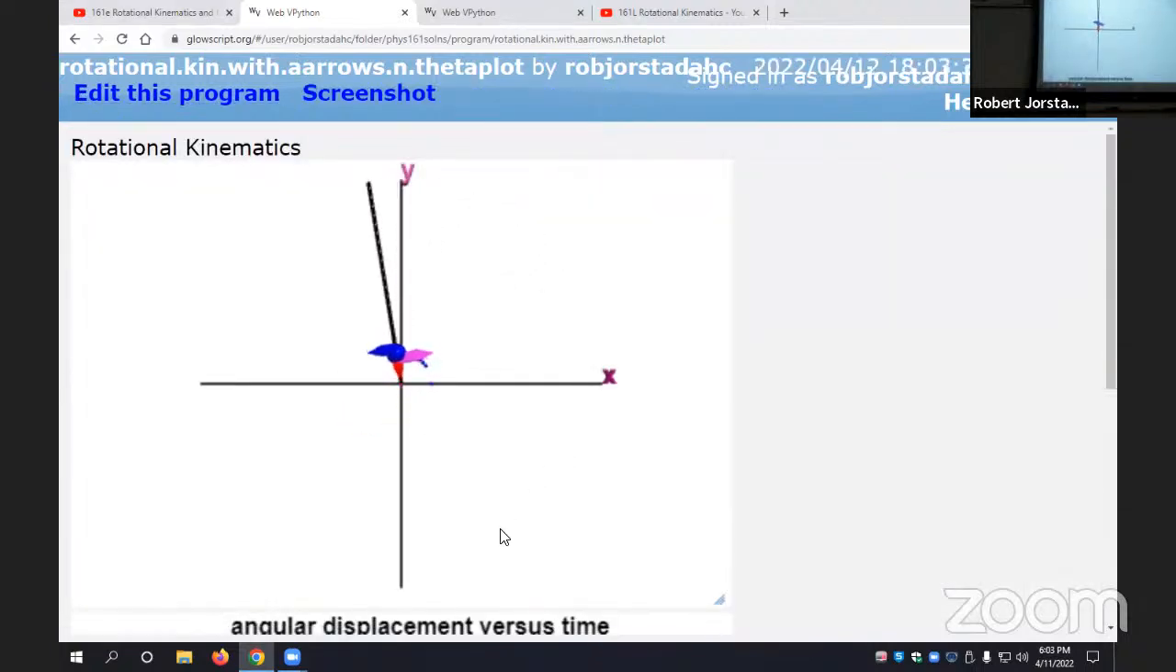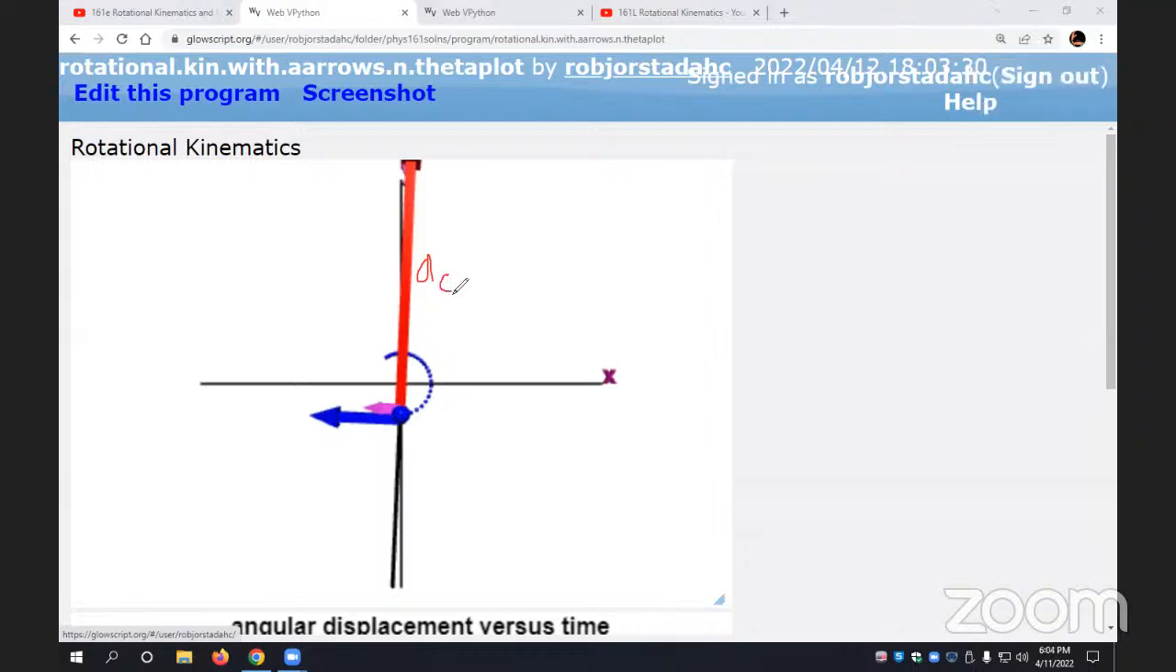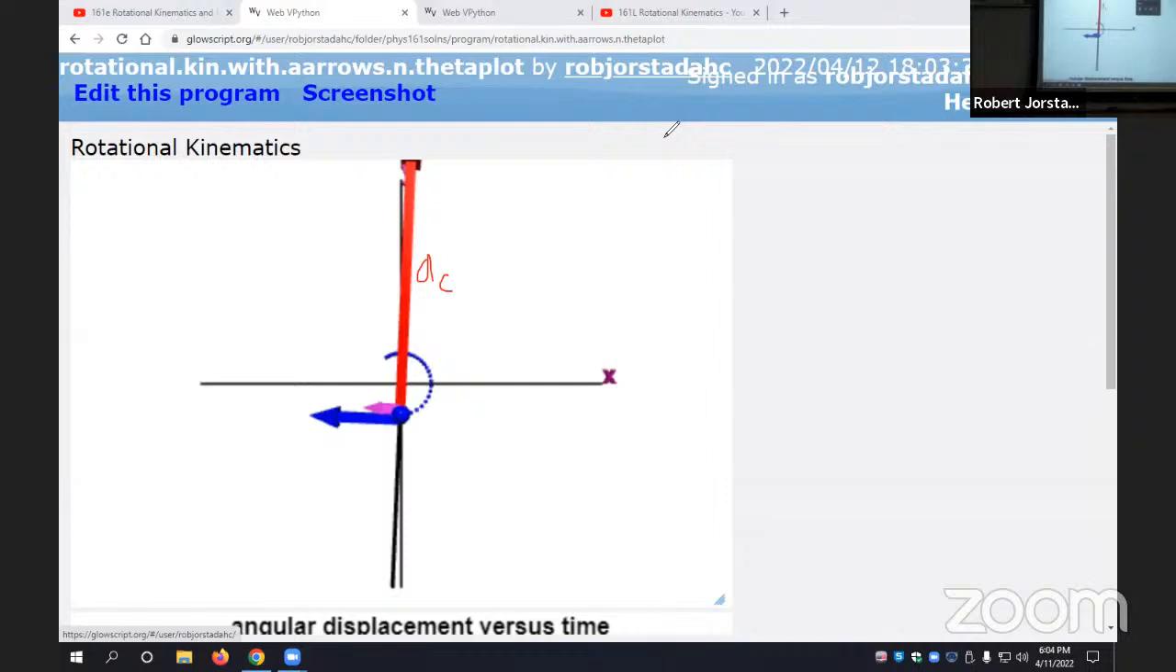And I want you to think, what are the different colored arrows that you see? In particular, what do you think the blue arrow, the red arrow, and the pink arrow represent? At this moment, what do you think that red arrow represents? Which way is it pointing? Towards the center. What do you think it is if it's pointing towards the center? AC. So that's the AC. So then the question becomes, you've got a blue arrow and a pink arrow. What do you think those are?